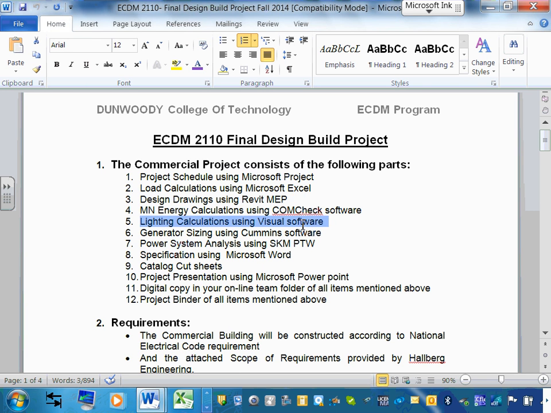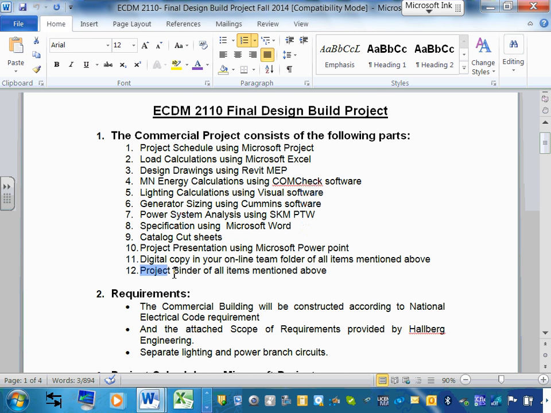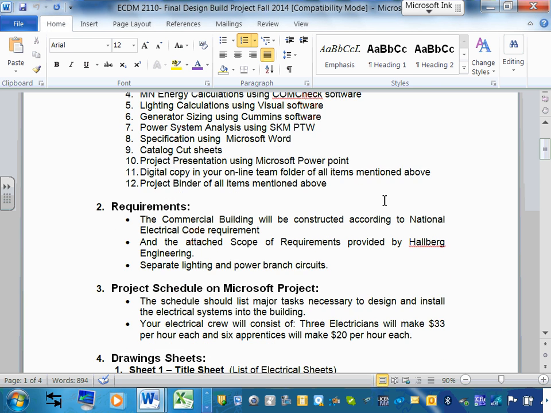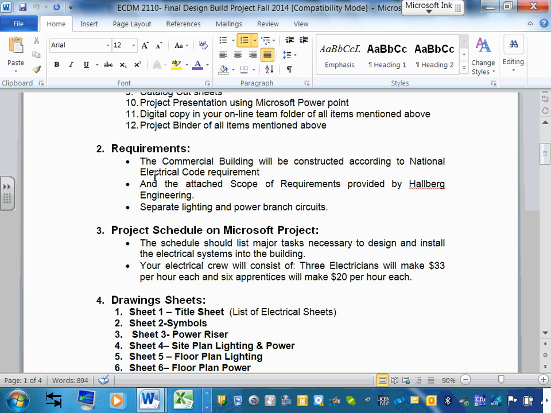You need to do lighting calculation based on Visual. Do you see the software? Each one of these is software. Generator sizing based on comments, power system analysis based on SKM PTW, specification, just read and understand, this is a CAD, cut sheets from the internet, and you're going to do a presentation, and everything that you do, you're going to put a digital copy on the network for your friends to chat, and a binder at the end. So these are 12 points that summarize everything you're going to do in this project, from software into activities into the binder. Does that make sense?